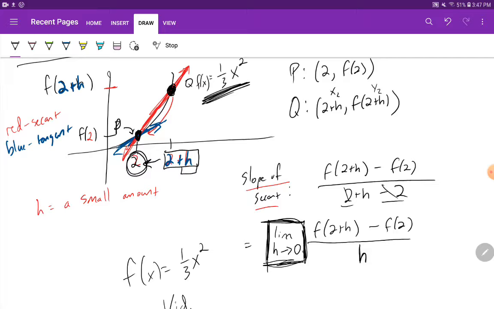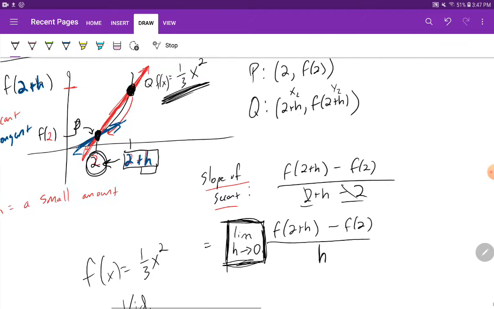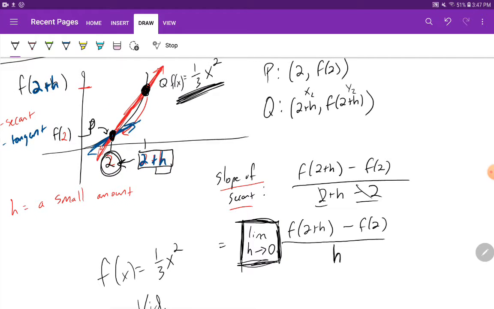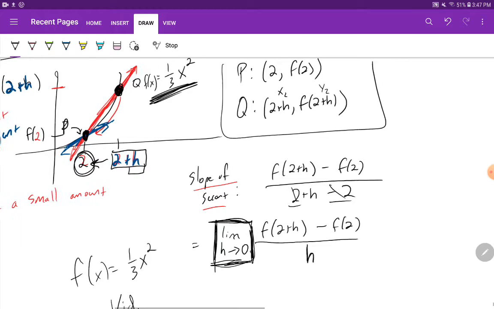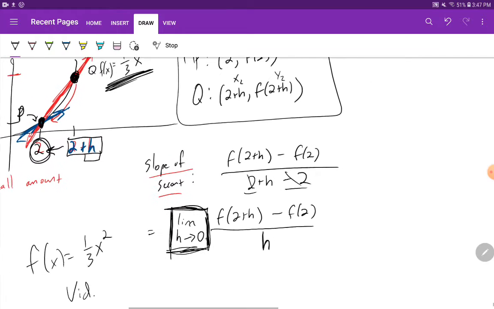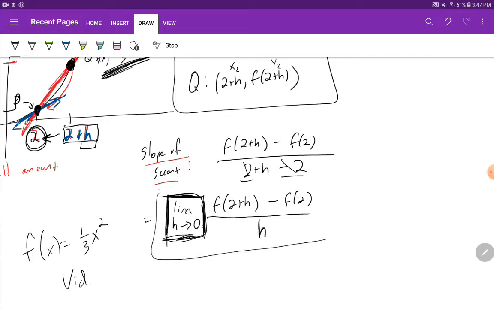If you need more detail, please set up a time to meet with me. Then what we did was we found the slope of the secant line using these 2 points, P and Q. We just used y2 minus y1 over x2 minus x1, and we found this equation right here.